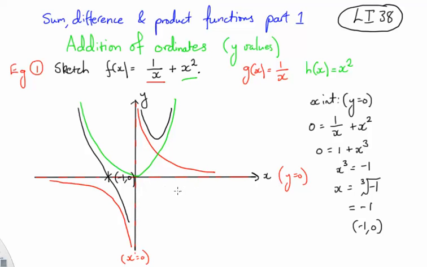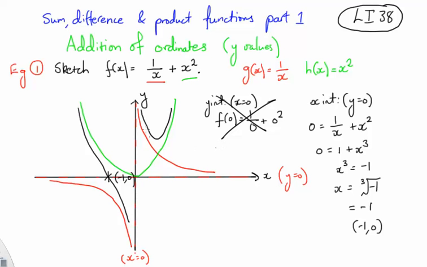Hang on, maybe I'm missing something. Maybe there's a y-intercept here. I don't see why there shouldn't be. Let's find the y-intercept. Let's pretend that we think that there's a y-intercept. Y-intercept, make x equals 0. f of 0 equals 1 on 0 plus 0 squared. See that? We're dividing by 0. That's nonsense. There's no y-intercept.